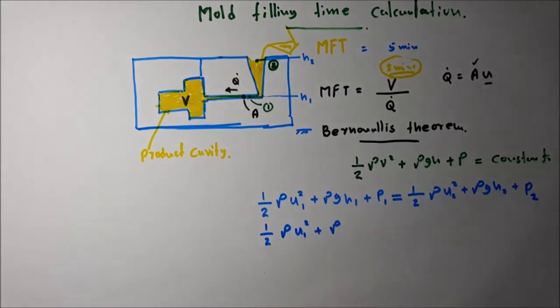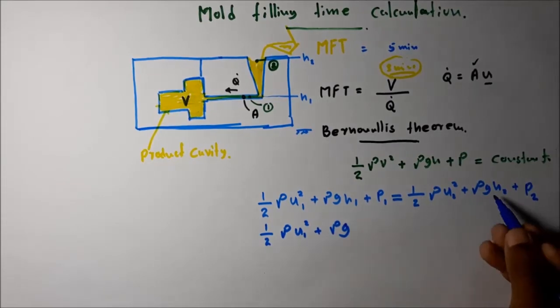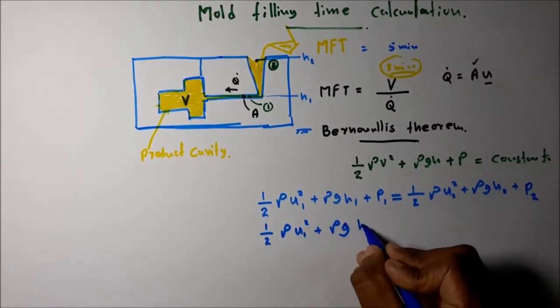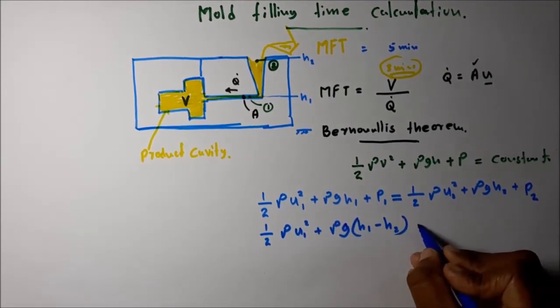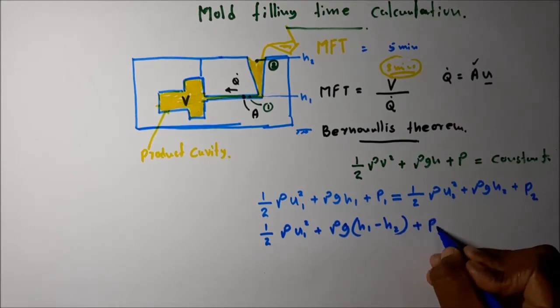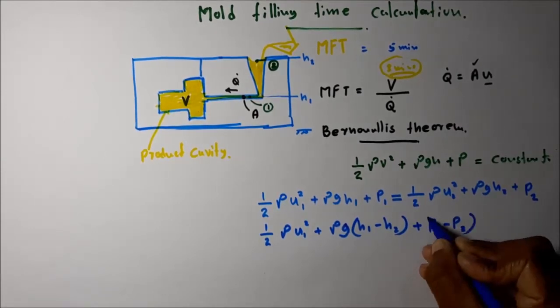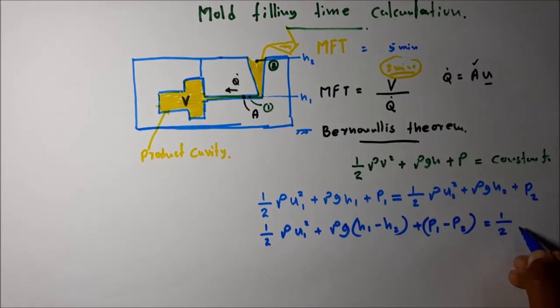I will take P1 minus P2 to one side: half into rho U1 square plus rho g, with the h1 part taken to this side as g (h1 minus h2), and P1 minus P2 on the other side, is equal to half into rho U2 square.